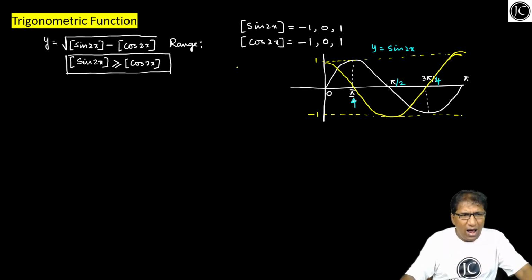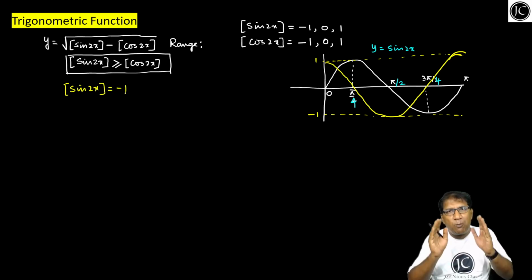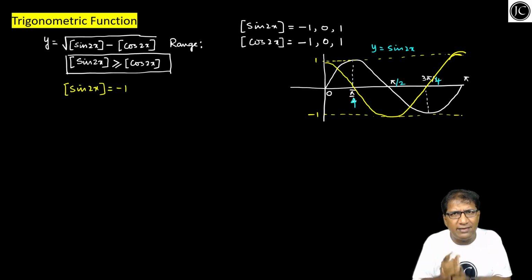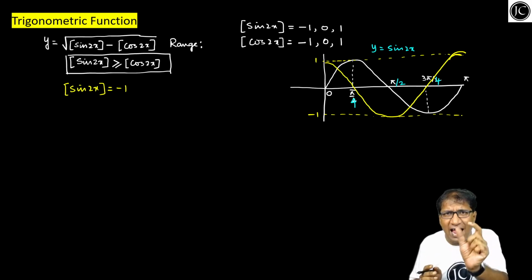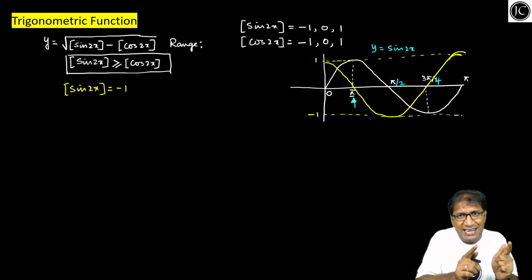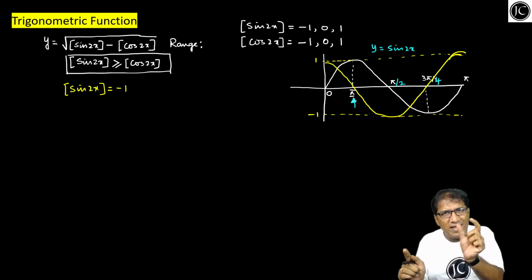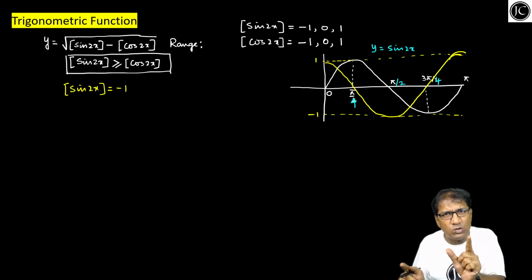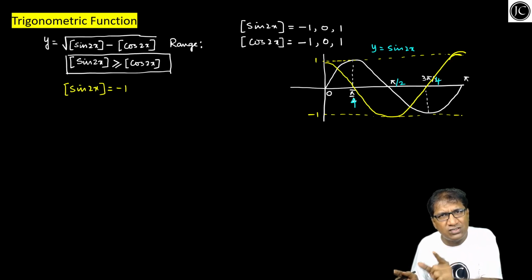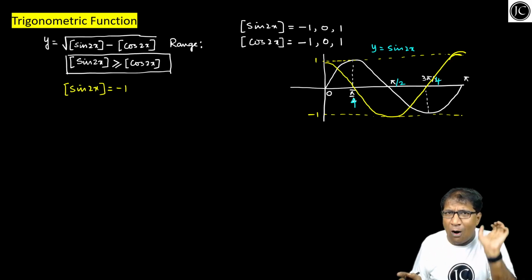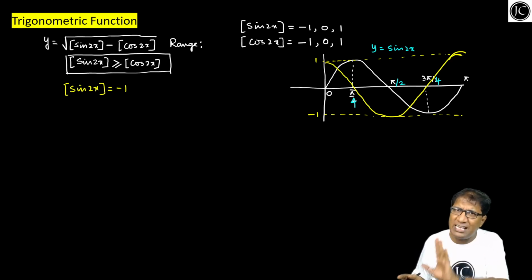Okay, children, now look. When will box of sin 2x be minus 1? Think, when sin 2x is lying between the values minus 1 and 0. When sin 2x is lying between the values minus 1 and 0, then my box of sin 2x becomes minus 1.